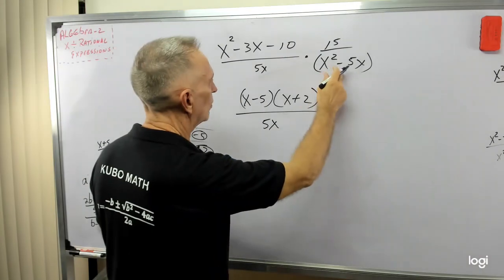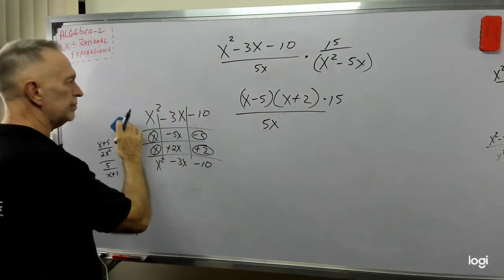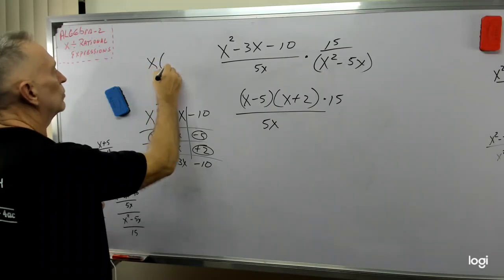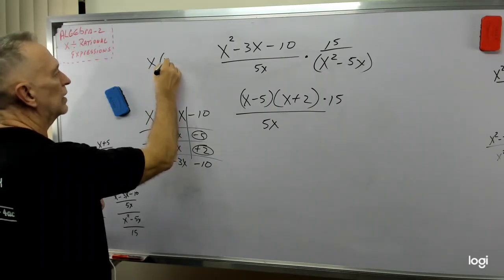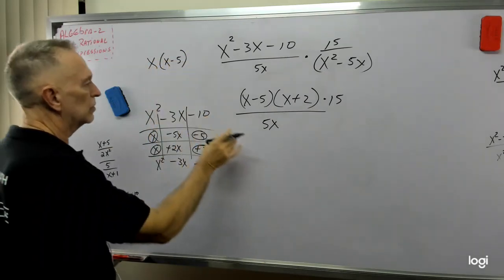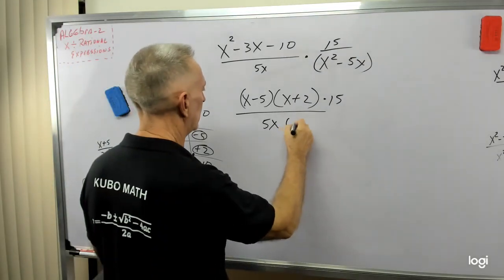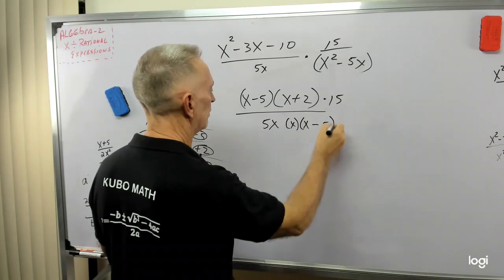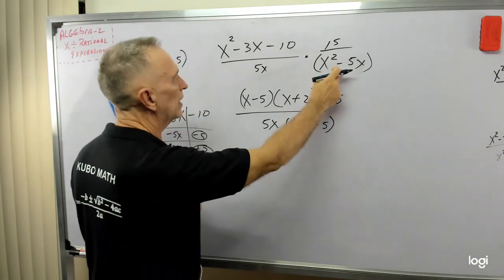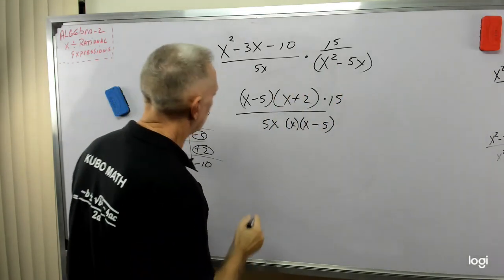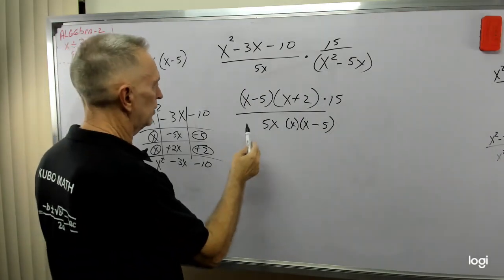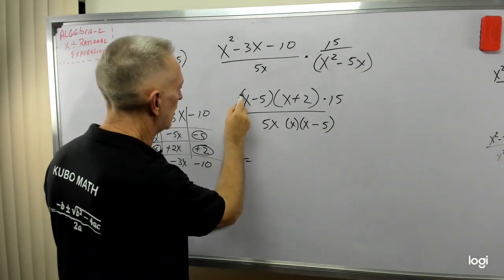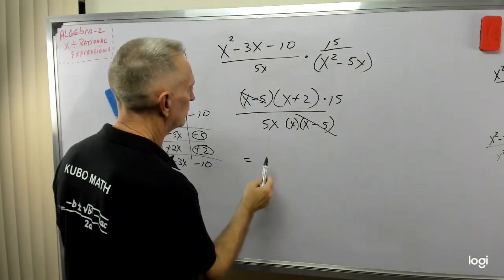Now then, what can I do with this one? Well, I can factor an x out of that, which would be x times x minus 5. Oh, that's going to work out. So x squared minus 5x is x times x minus 5. All right, now let's see what we can do here. The x minus 5's cancel.